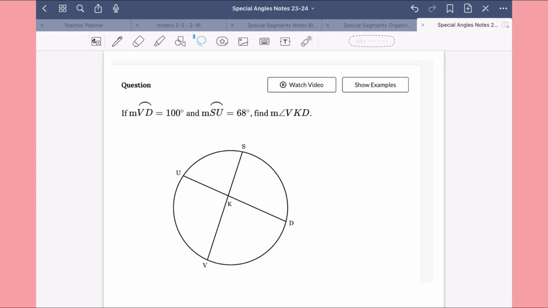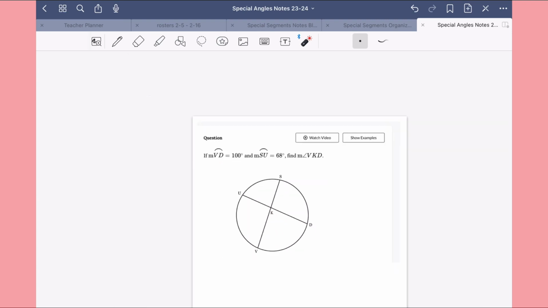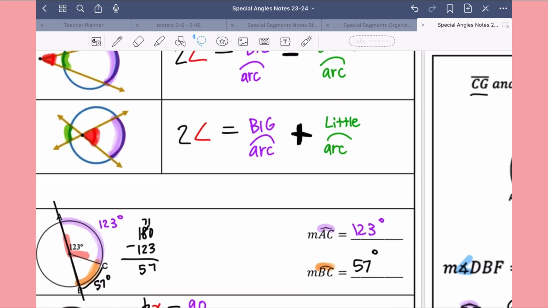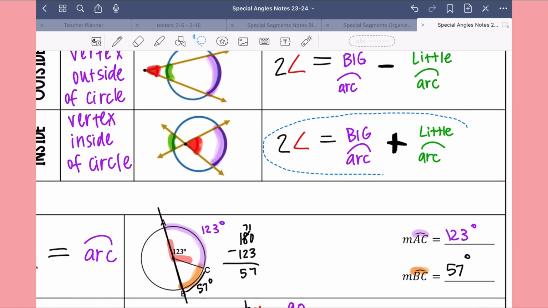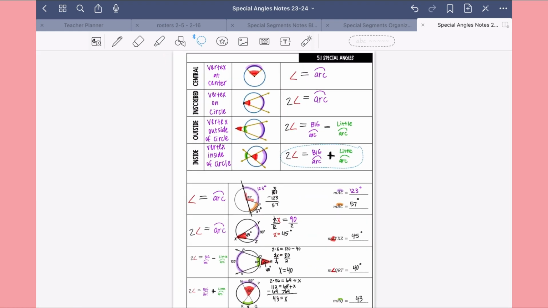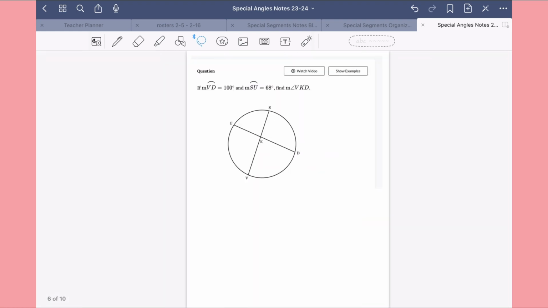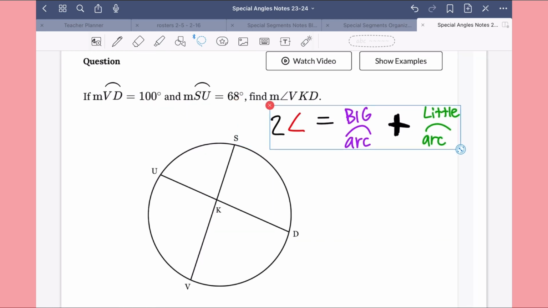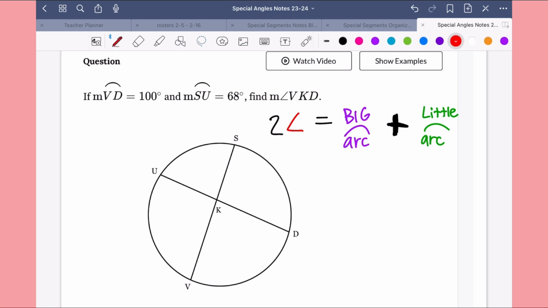All right, so if it's an inside angle, that means my vertex is inside, but not directly at the center. It's just inside somewhere, okay? So for that formula, we have 2 times your angle equals your big arc plus your little arc, okay? So copy your formula down. Make sure it's the right formula. That's the most important part, is make sure that the formula is right in the beginning, okay?